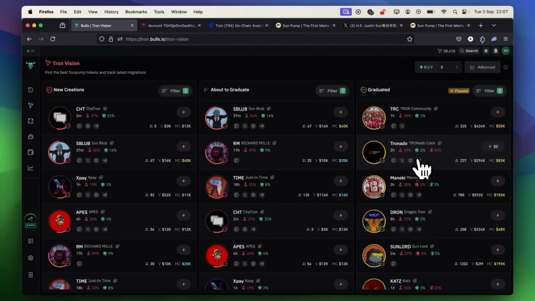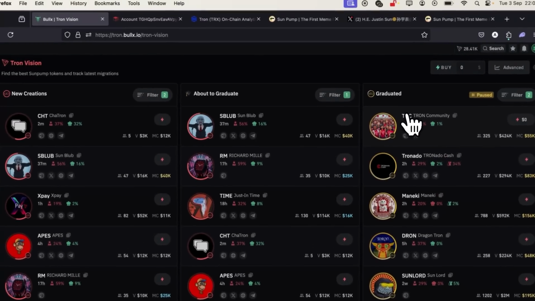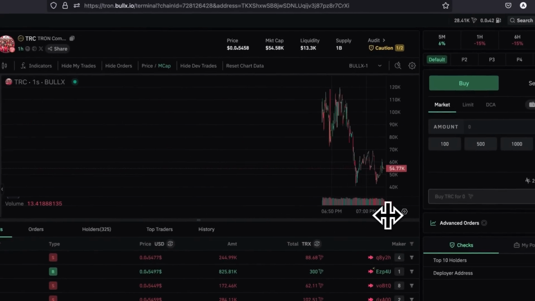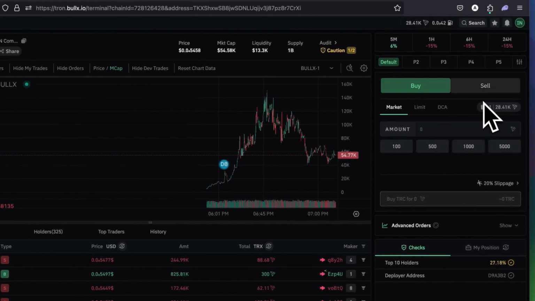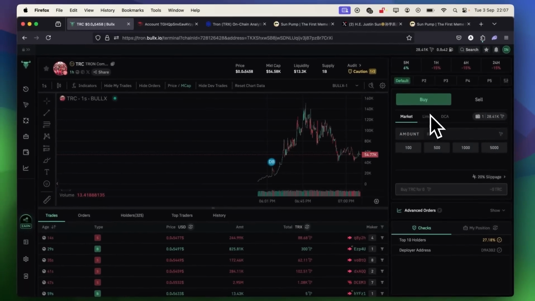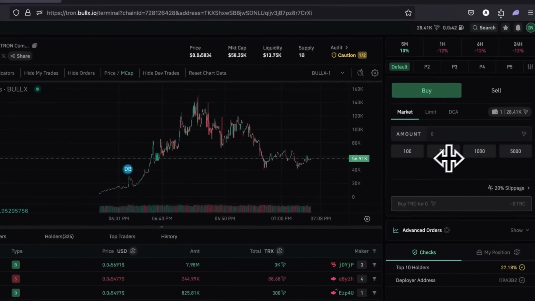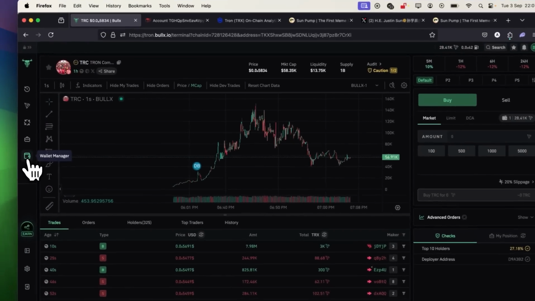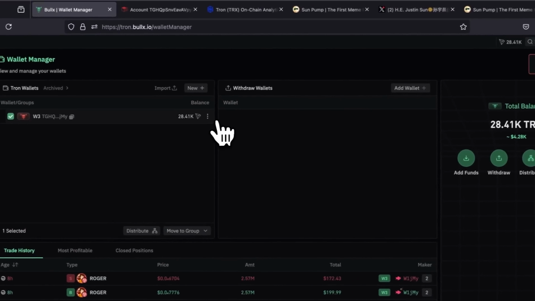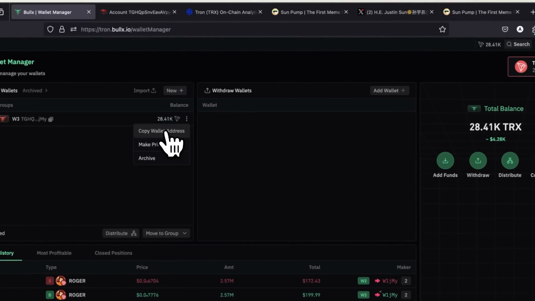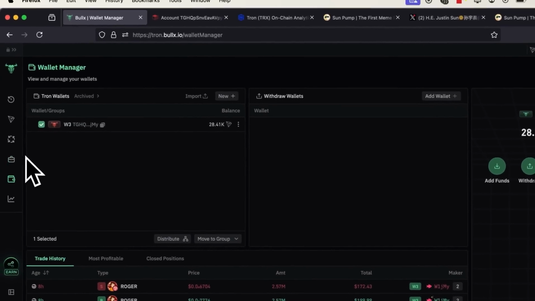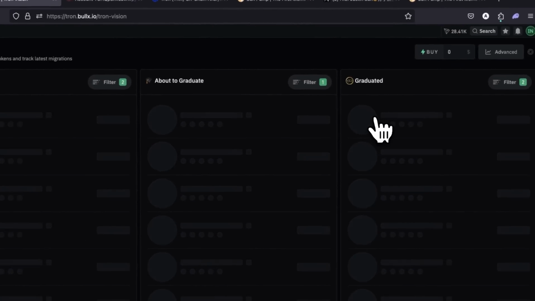So right now, let me show you quickly how you can actually buy a meme coin. Let's say we want to buy this coin. I wouldn't buy this as an actual holding, but I'm going to use it as an example of how you can do this. And it's very simple. Of course, you need to add some Tron. You need to send some Tron to your wallet. How you can do that, you just go to wallet manager. You copy your wallet address, and you literally just send some Tron TRX to your wallet, right?